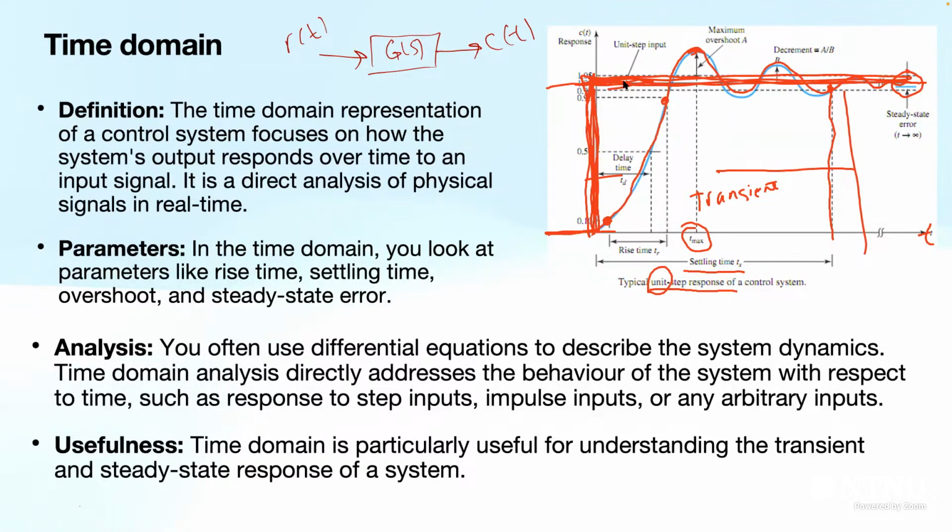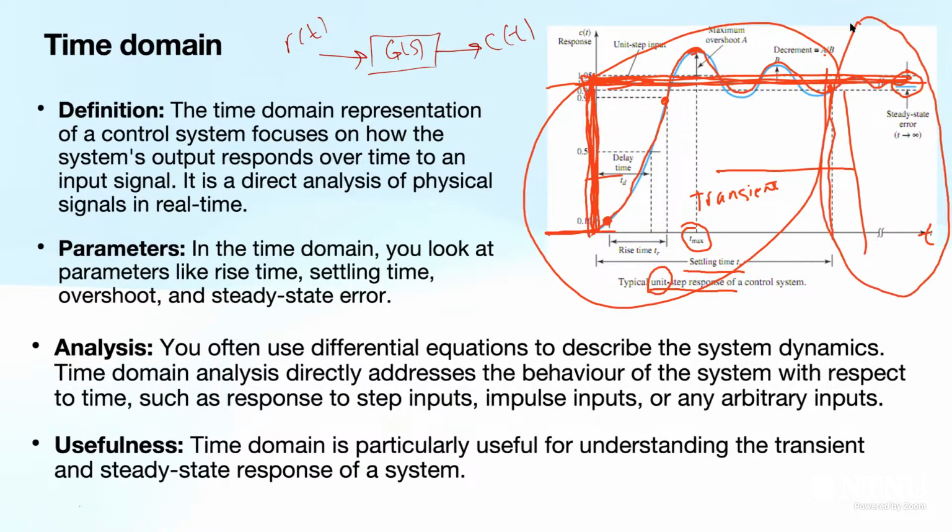Usefulness: time domain is useful for understanding the transient and steady state response of your system. Just remember that the transient response we call the natural component or natural response. The steady state response we call the forced response. This forced response is due to the input, not due to your system dynamics. But the transient response is due to the system dynamics. The response due to the system dynamics, which is a natural component, should decay over time. We need this part to decay. After settling time, we don't want to see any system dynamics, because we will reach a steady state and we need to stay in this steady state.